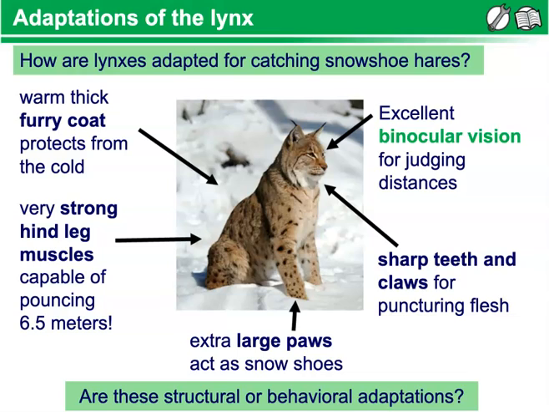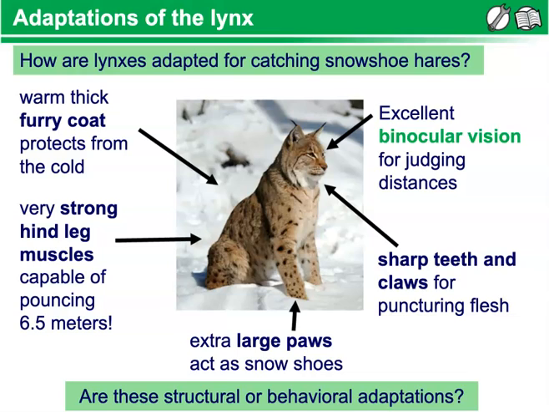So specifically looking at adaptations of one particular organism, this is the lynx, and they are specifically adapted to catching snowshoe hares. Some of their adaptations include warm, thick, furry coats that allow them to be protected from the cold. They have very strong hind leg muscles that allow them to pounce great distances, up to 6.5 meters. They have extra large paws that allow for them to stay on top of snow very well. They almost act like snowshoes.